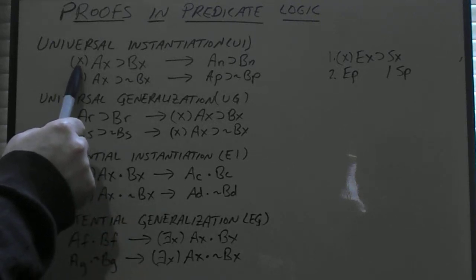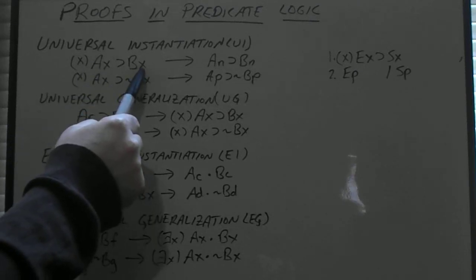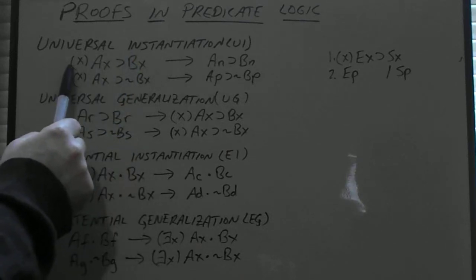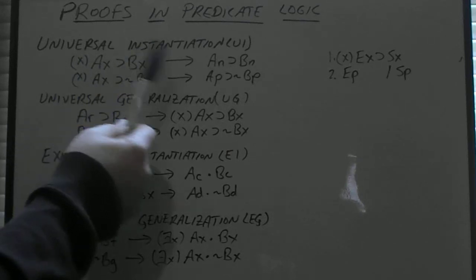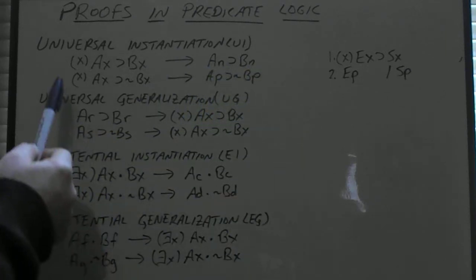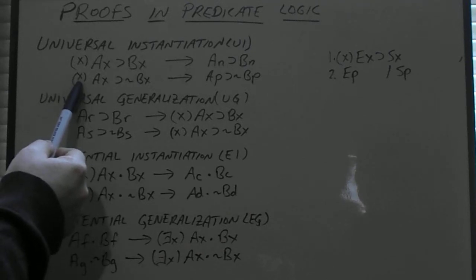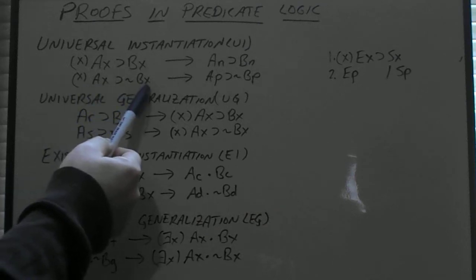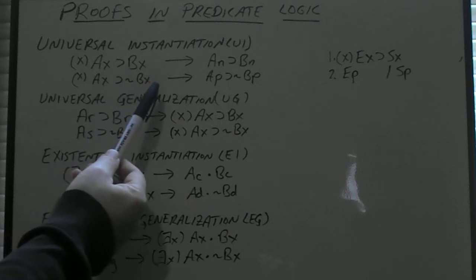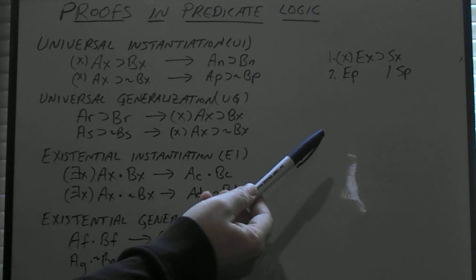So if you have the universal quantifier of x, Ax then Bx, then to do a universal instantiation, which is abbreviated UI, you just get rid of the quantifier and you replace the x with another letter. So An, then Bn, for example. The same thing with the universal negative. You have the universal quantifier x, Ax, then not Bx. Get rid of that universal quantifier and replace the x with another letter. So in this case, for example, Ap, then not Bp.